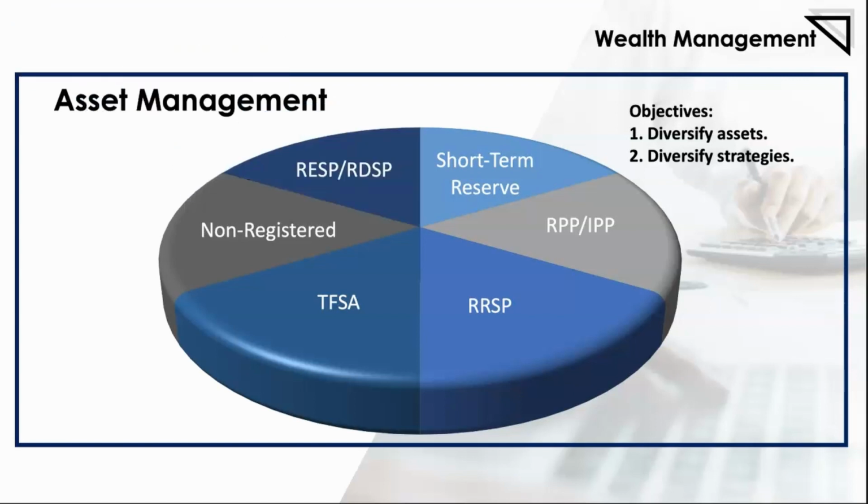And lastly, you have RESP, Registered Education Savings Plan, and RDSP, Registered Disability Savings Plan. I won't get into too much detail about those, but essentially the first one provides you with benefits if you're contributing for your child or sibling, or could be, quite frankly, anyone's education. And then the RDSP is a contribution for someone who has disabilities.